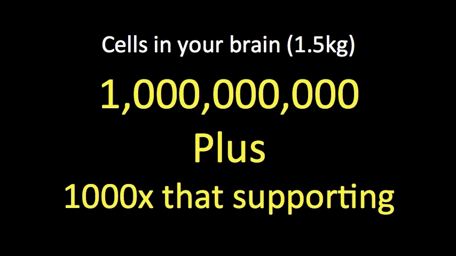Just to give you an example, the human brain, which weighs under 1.5 kilos, has about 1 billion neurons in it. Neurons are the special cells that actually do the electrical computations that is human life. But remember, even in that 1.5 kilos, there's another 1,000 times that number in supporting cells. Cells are innumerous in your human body.